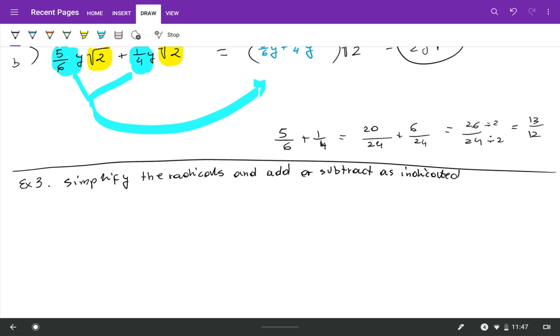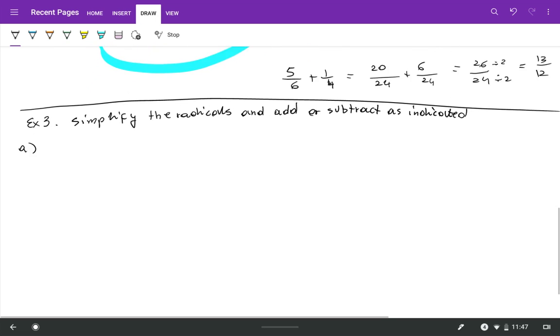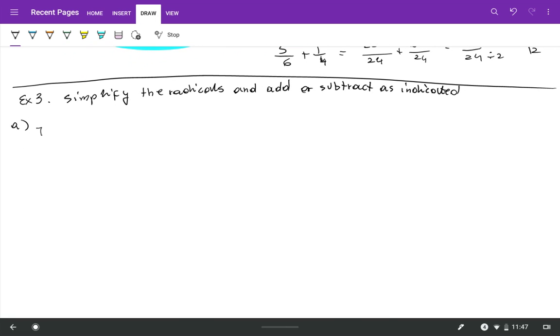Okay, so let's do the first example. Square root of 75 plus 2 square roots of 3. Right now, when you see this example, you may not see like radicals because we have square root of 75 and square root of 3. So again, to add radicals together, we should have the same number or the same expression under the radical. However, we can simplify that.